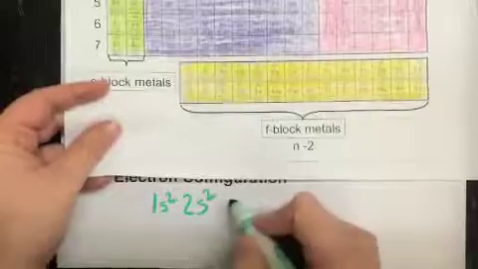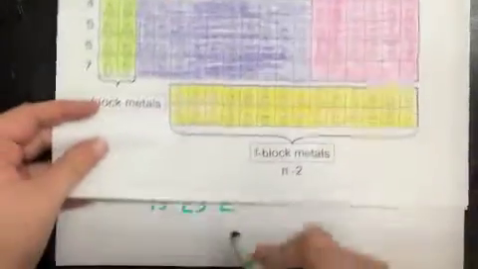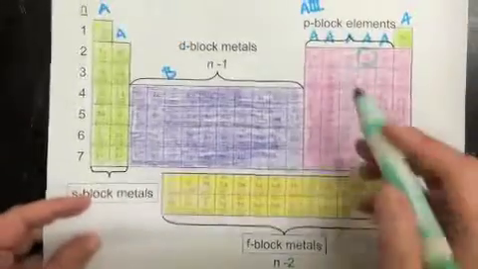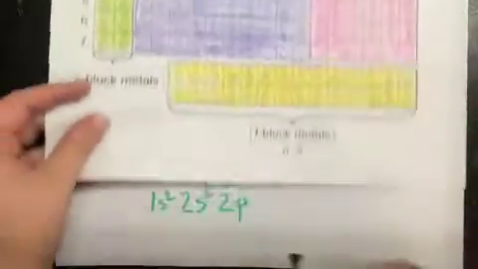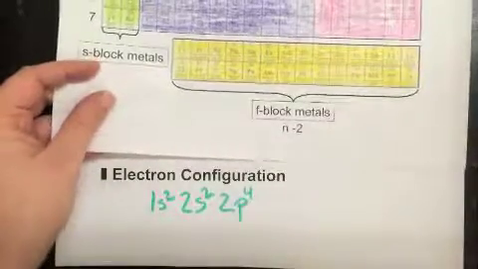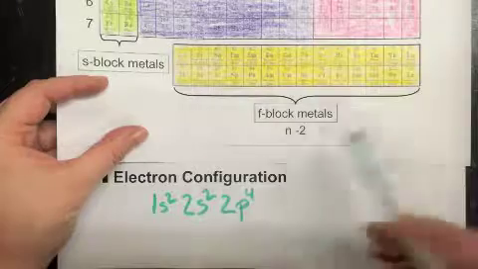Move across, we're still on row 2, but now we've hit the P block, so you're going to put 2p, and then our element is there, so you're going to count to the element. So 1, 2, 3, 4. And there you go. So the electron configuration for oxygen is 1s2, 2s2, 2p4.